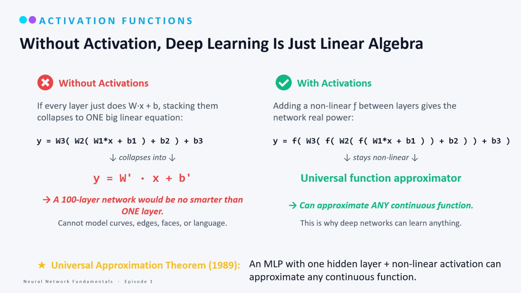There is even a famous theorem from 1989, the universal approximation theorem, that proves a neural network with just one hidden layer and a non-linear activation can approximate any continuous function on Earth. This is not exaggeration, that is math. That's why deep networks are so powerful.